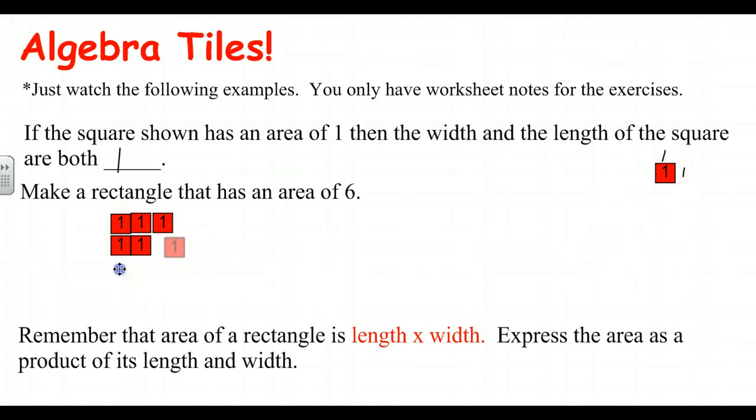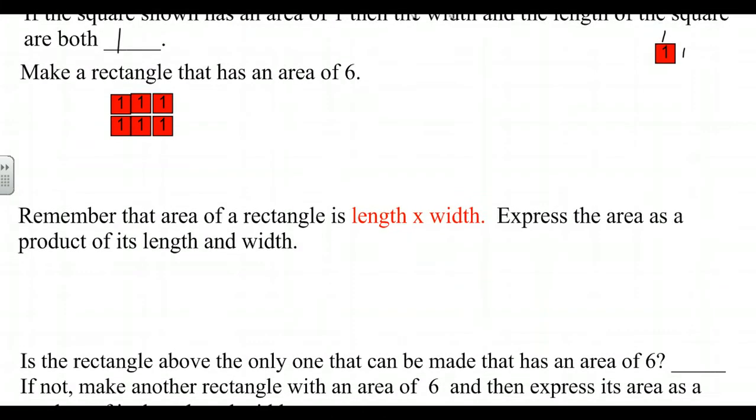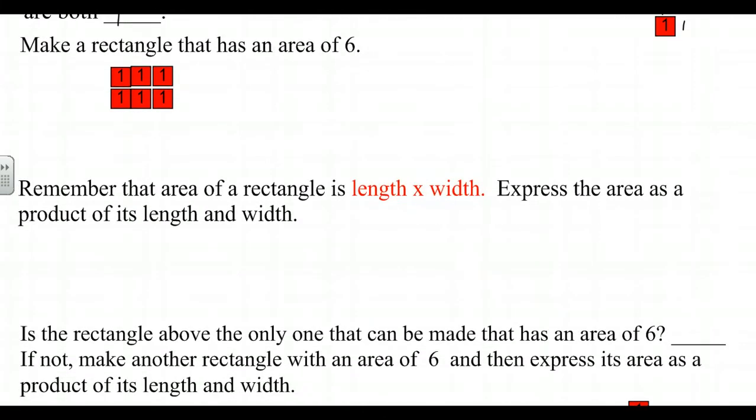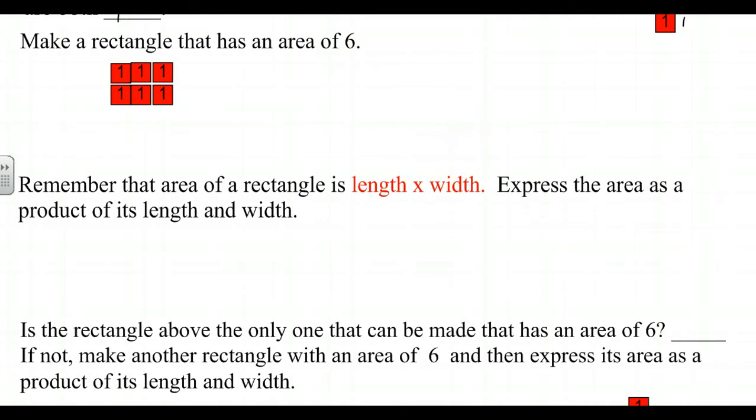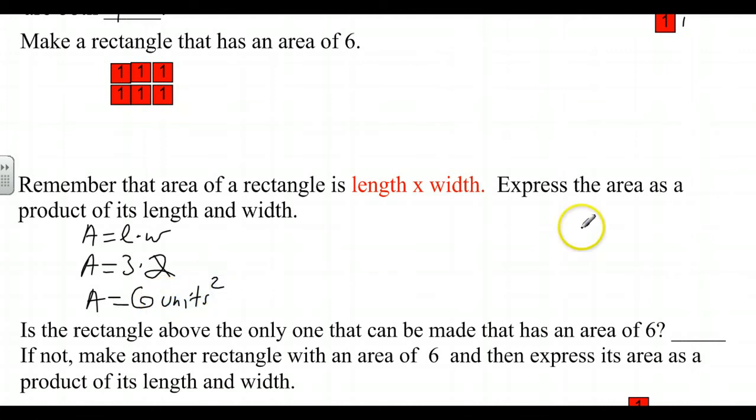Here we go. So an area of 6 means 6 square units. Each of these is 1 square unit. We've got 1, 2, 3, 4, 5, 6. Since area is length times width, we can express this area as a product of its length and width. So A is equal to L times W. It's got a length of 3. So A is equal to 3 times 2. And A is equal to 6. Okay, and really that's 6 units squared, or square units.